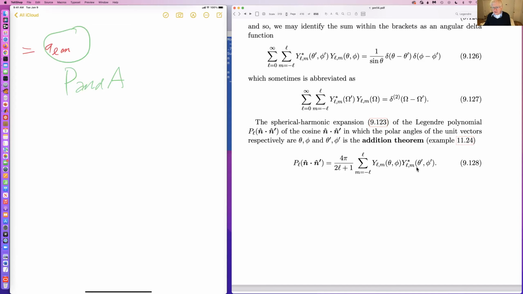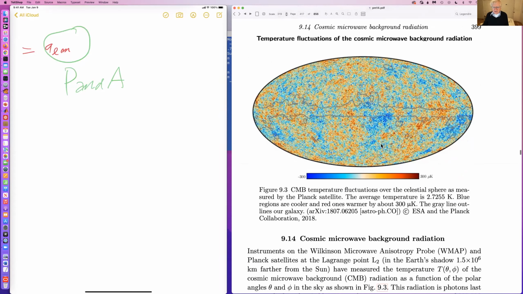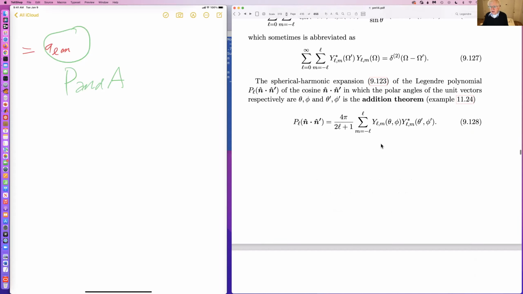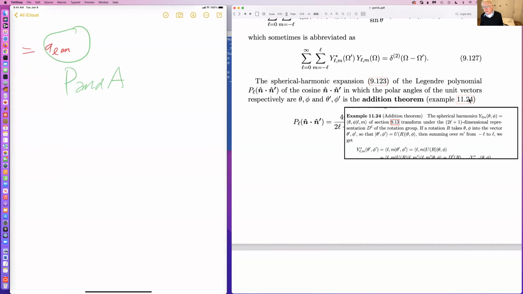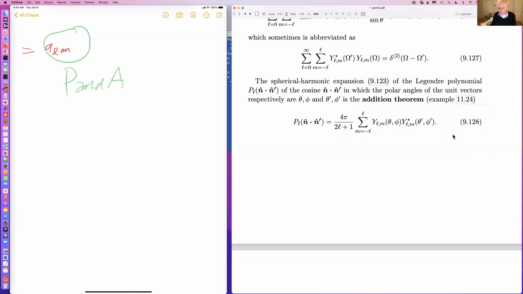The remarkable thing is that if you do one, you get the other, and you get this remarkably simple formula. This is called the addition theorem for spherical harmonics. The derivation of it is in the chapter on group theory. There's a group theory derivation there.